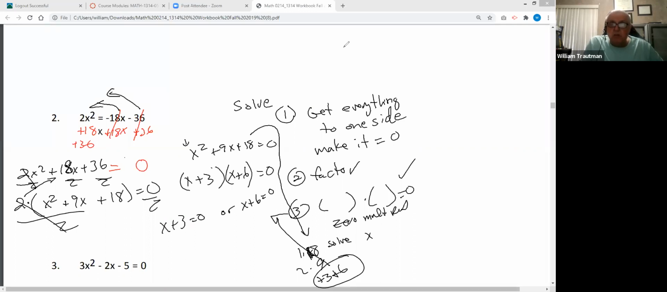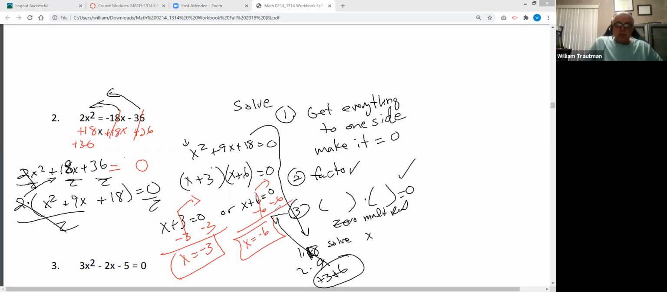And then we use the 0 multiply rule: x plus 3 equals 0, or x plus 6 equals 0. And then solve for x, in other words, get x by itself. It's a plus 3, so we're going to subtract 3 from both sides. It's a plus 6, so we're going to subtract 6 from both sides. And there are my two answers, -3 and -6.